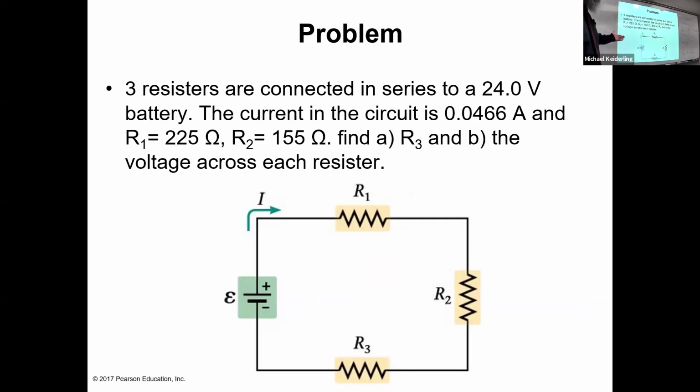So here you need to find the equivalent resistance for the whole circuit by using the current and the total voltage. And then you can use the current and each individual resistor. Once you know the equivalent resistance, you can find R3. And once you know each individual resistance, you can use V equals IR to find each individual voltage. So I'll let you work on this for a little bit.